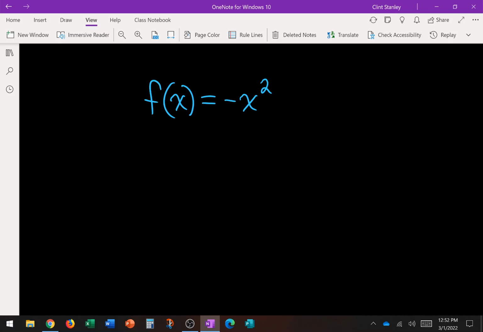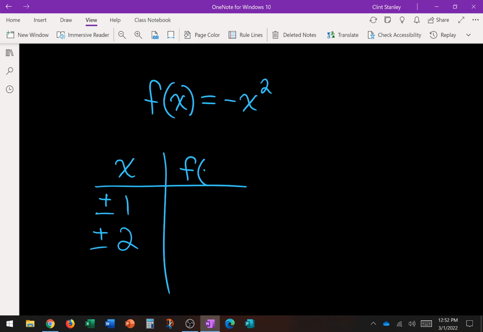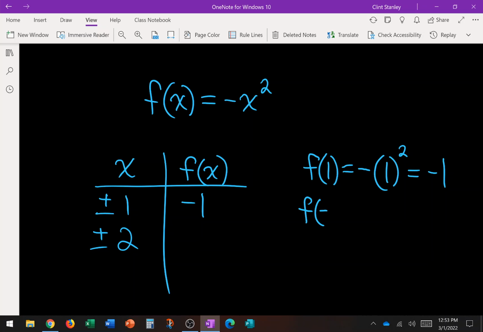In a case like that, you do have to be careful with the signs. If we're trying to make a table of values, we'll do plus or minus 1, plus or minus 2, and then figure out our outputs. When we do 1, we have negative and then 1 squared. That gives us negative 1. We would get the same thing if we did negative 1, because it's in the parentheses squared. So negative 1 squared would be 1, and then we take the opposite of that and get negative 1. Does that make sense?